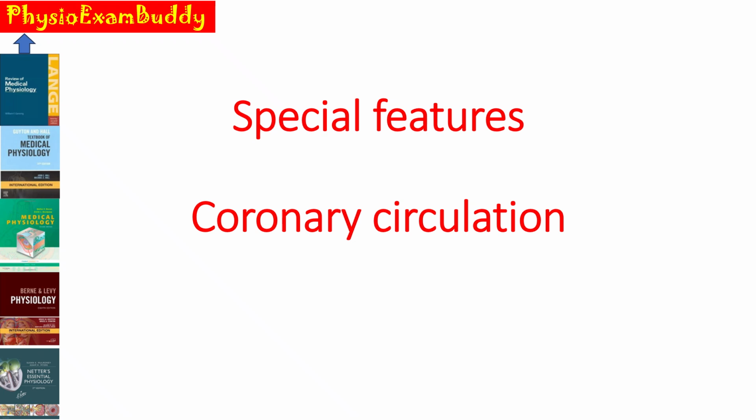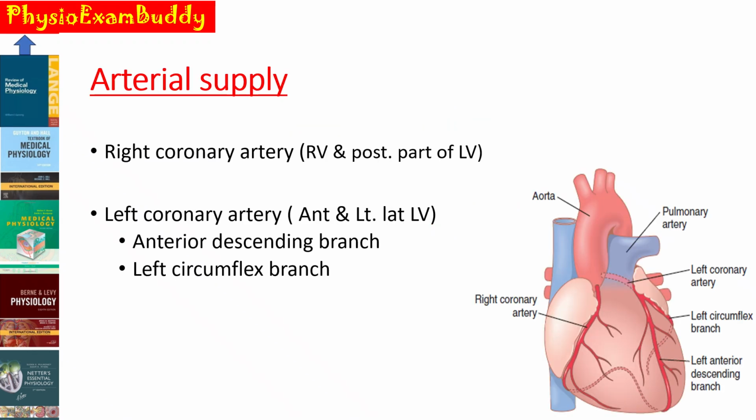This video is on the special features of coronary circulation, one of the most commonly asked questions in university exams. First of all, we will see about the arterial supply of the heart. The coronary circulation is the one which supplies the heart muscles. And out of this, there are two vessels, that is the right coronary artery as well as the left coronary artery.